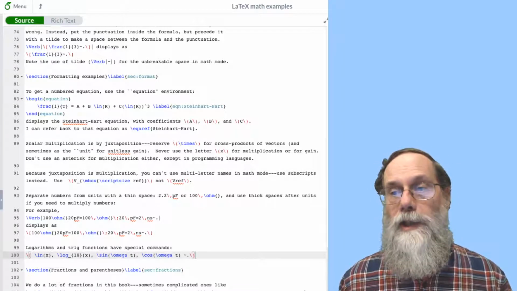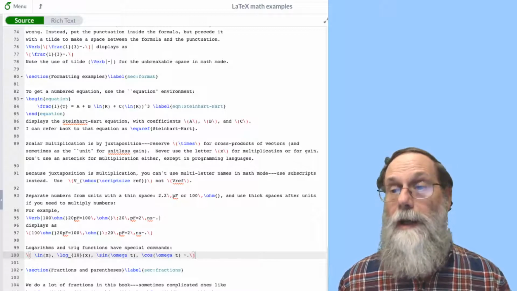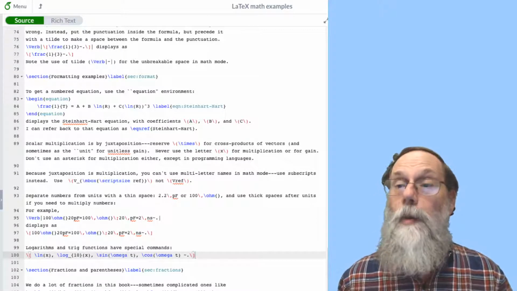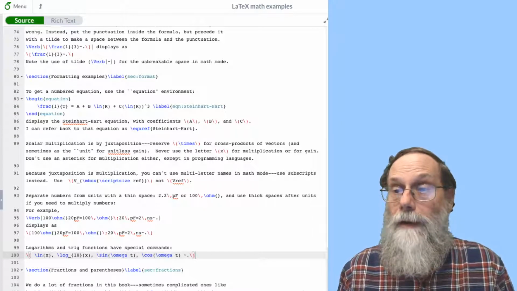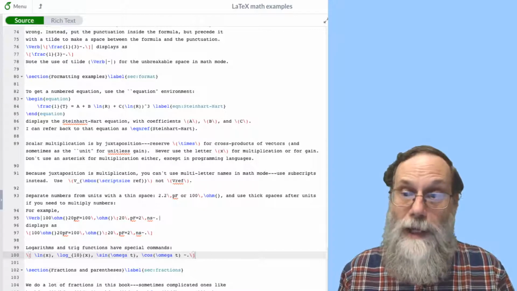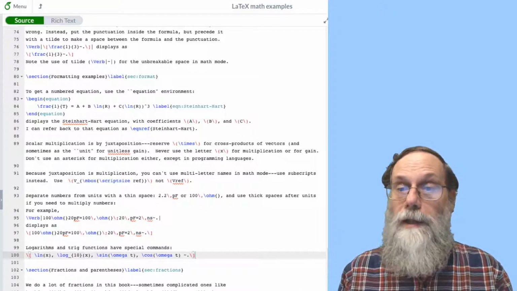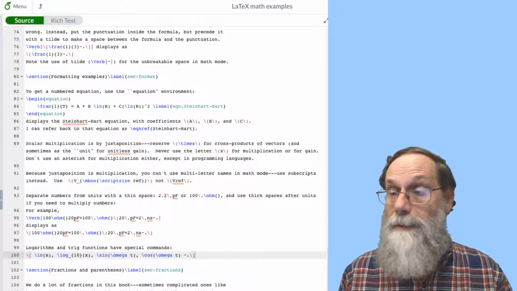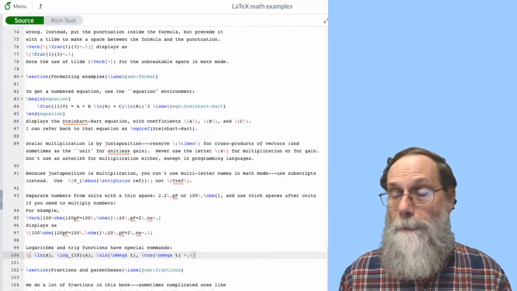Because juxtaposition means multiplication, that means in math mode we can't use multi-letter names. We can't have VREF, to mean a voltage that's a reference voltage, as a name for a symbol. Because if we just wrote VREF, it would come out as V times R times E times F, which isn't at all what we mean.